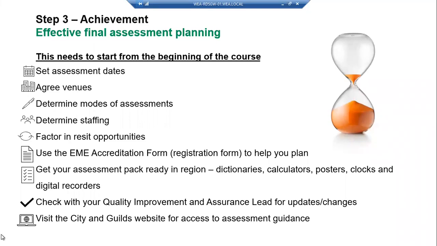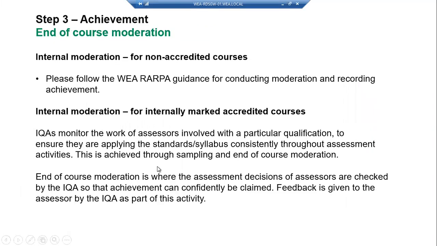Okay, so end of course moderation. Going back to IQA activities, for non-accredited courses, obviously we're following the WEA RAPA guidance for how we conduct that moderation and record that achievement. For internally marked accredited courses, the IQA is monitoring the work of the assessors, and they're doing that, as we spoke earlier, before, during and after the course. So they're looking at sampling, and then at the end of the course, it's end of course moderation.